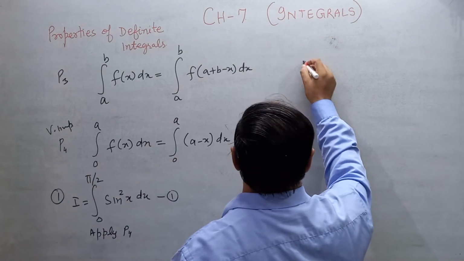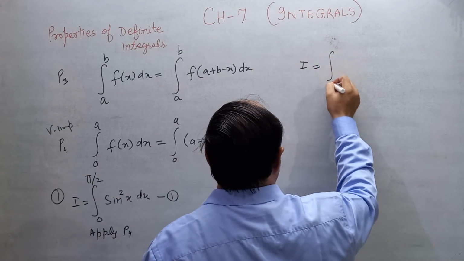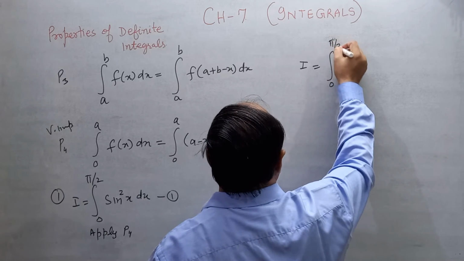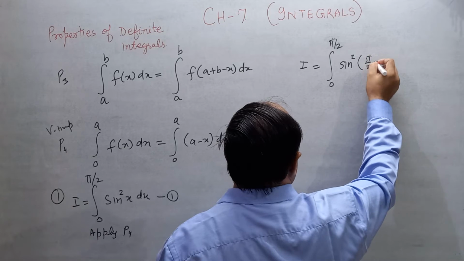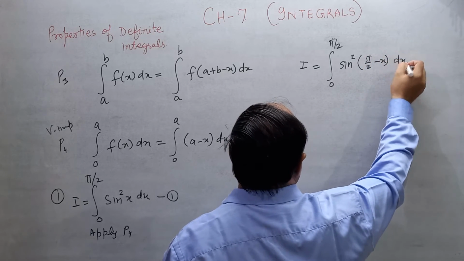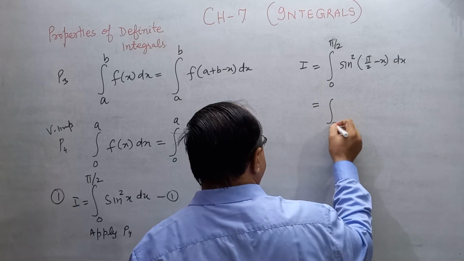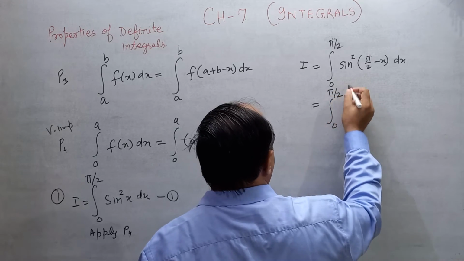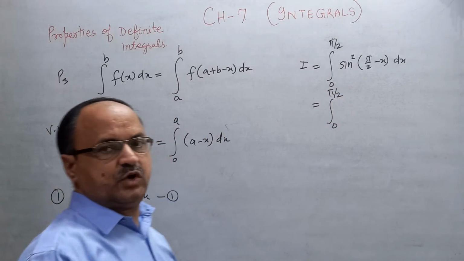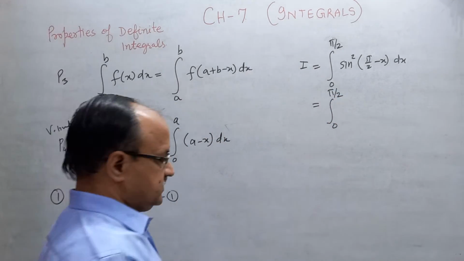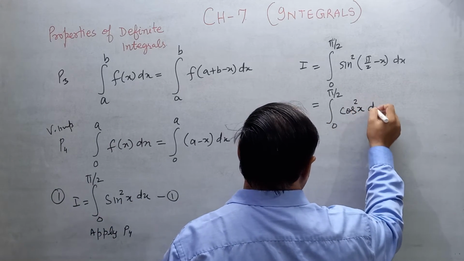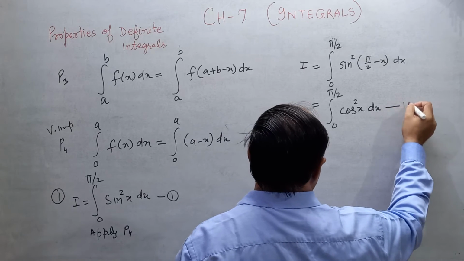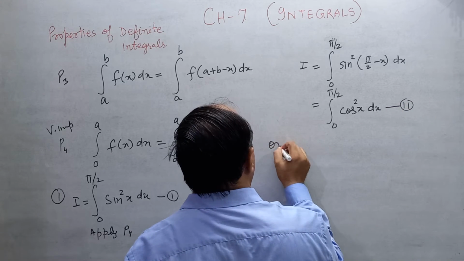You can write integration 0 to pi by 2 sin square pi by 2 minus x. Apply this property here. 0 to pi by 2, the sin 90 minus x property. Sin 90 minus x, that is cos x dx. This is second.